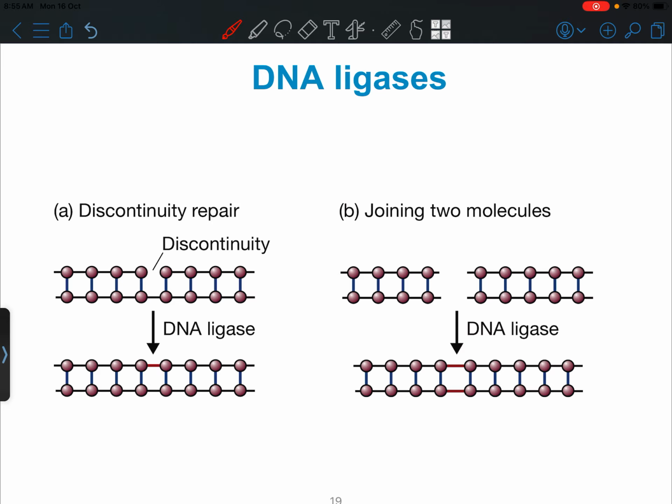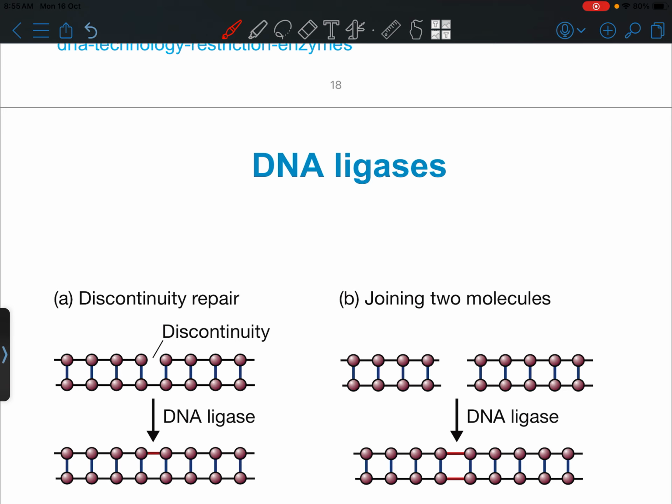Here we have a double-stranded DNA with a discontinuity in one of the strands. There is a missing phosphodiester bond that the DNA ligase can make. Here we have two blunt-ended DNA fragments which will be joined together by the DNA ligase by making two phosphodiester bonds. But in order for the DNA ligase to make a phosphodiester bond, it will require what? A phosphate group of one nucleotide and a 3' OH group from the other nucleotide.